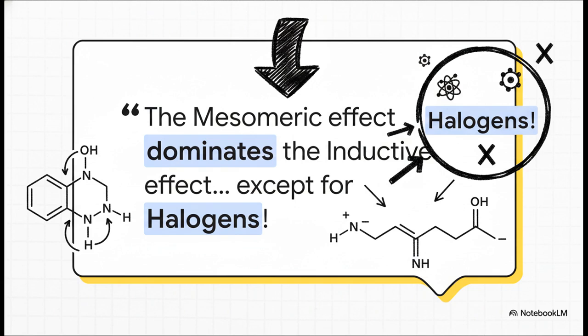So when both of these effects are in the same molecule, who wins the fight? This right here is the golden rule for your exams. The mesomeric effect almost always dominates the inductive effect. But there is one critical, super common exception you have to know: halogens. For halogens, their powerful electron-withdrawing inductive effect actually wins out over their weaker mesomeric effect. Burn that one into your brain.